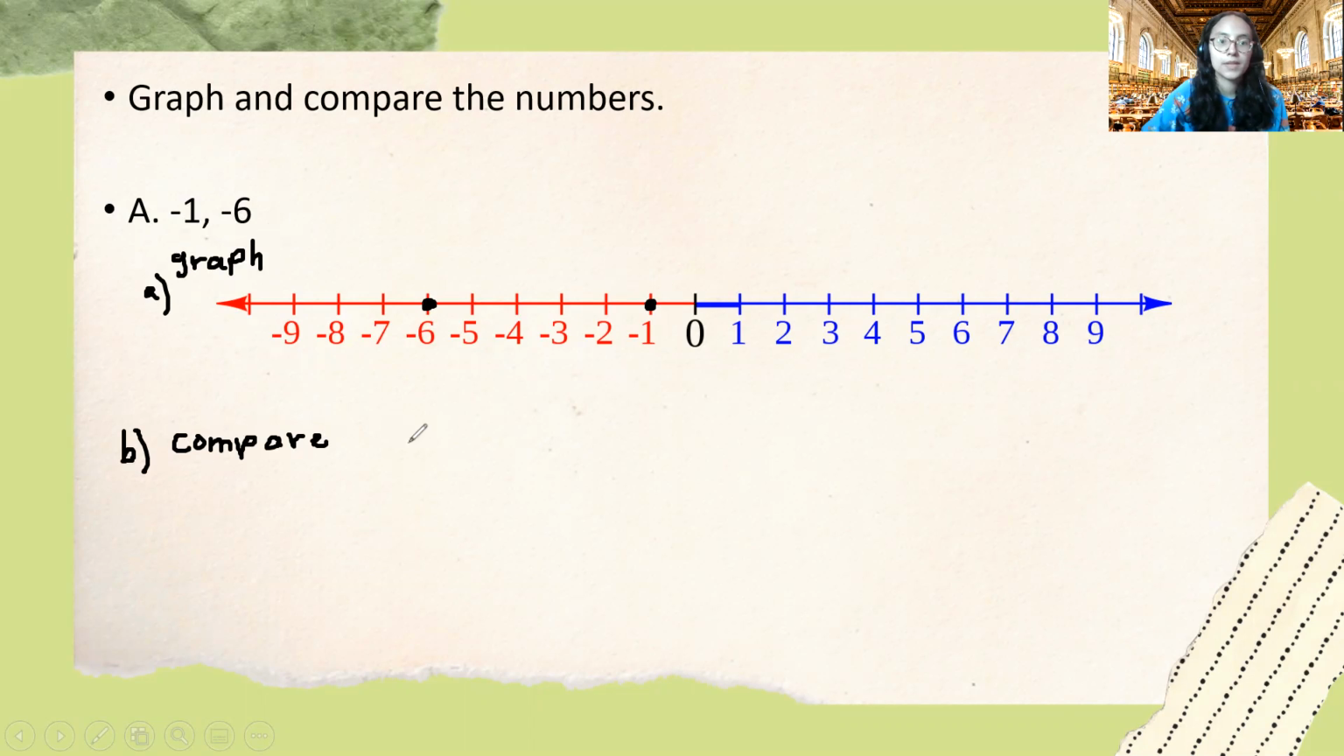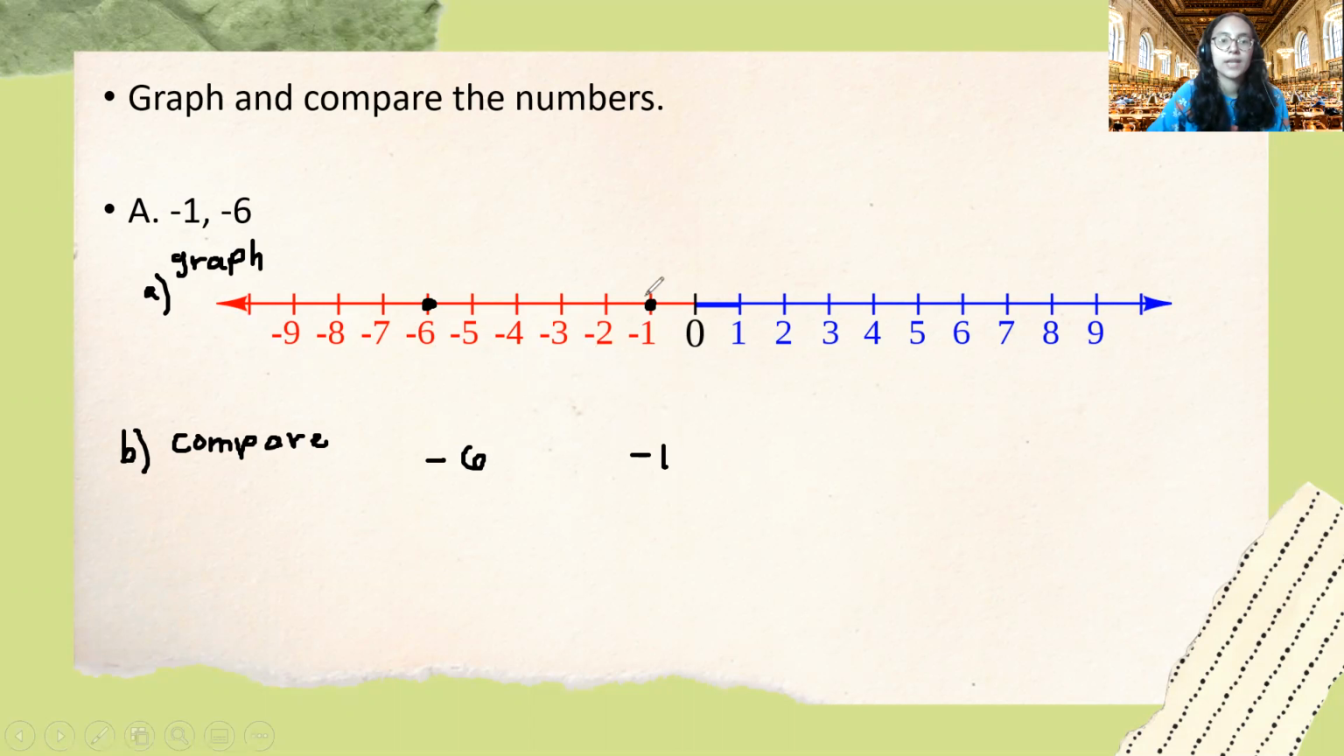So I'm going to compare -6 to -1. Remember how we did this. We use our rule that if a number is to the left, it's less than, and if a number is to the right, it's greater than. So I'm going to compare -6 to -1.